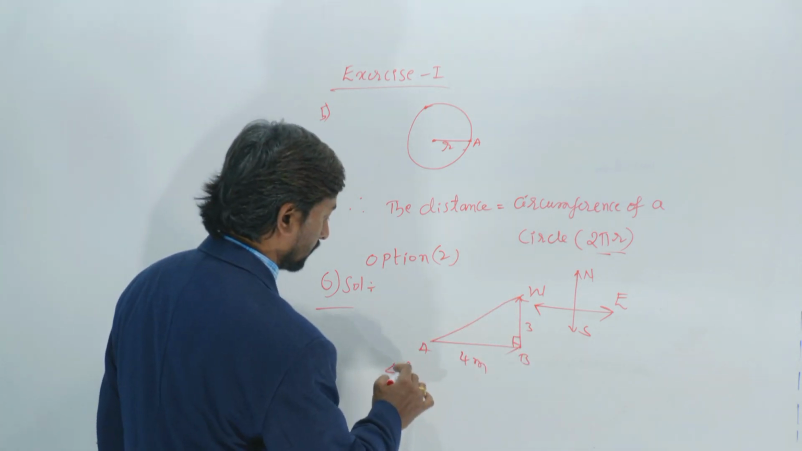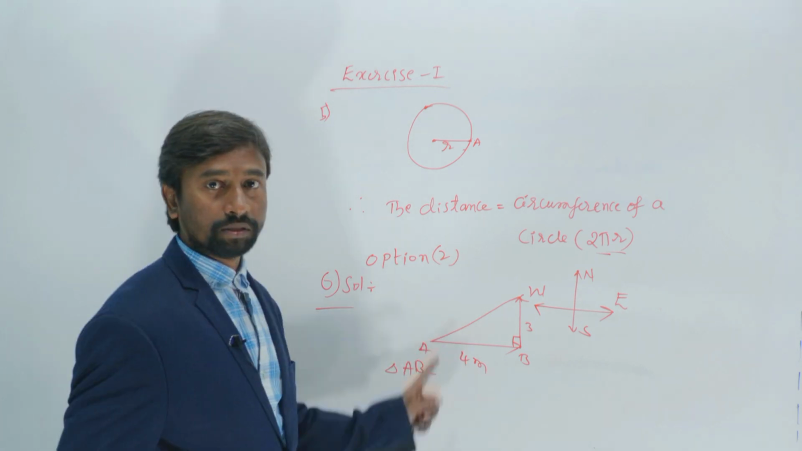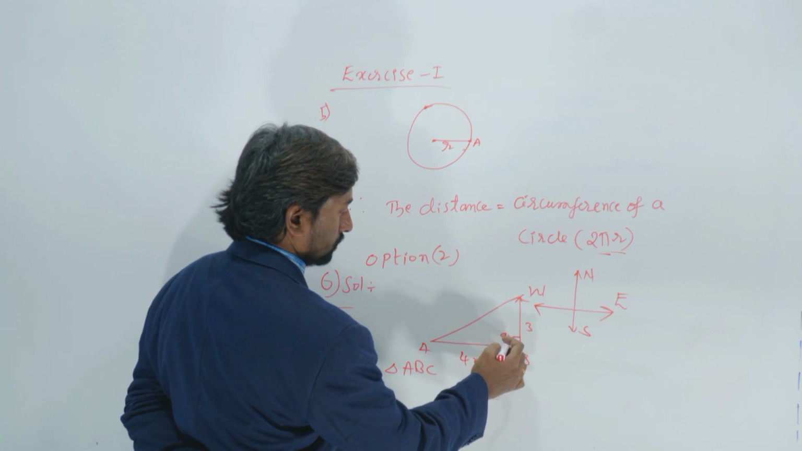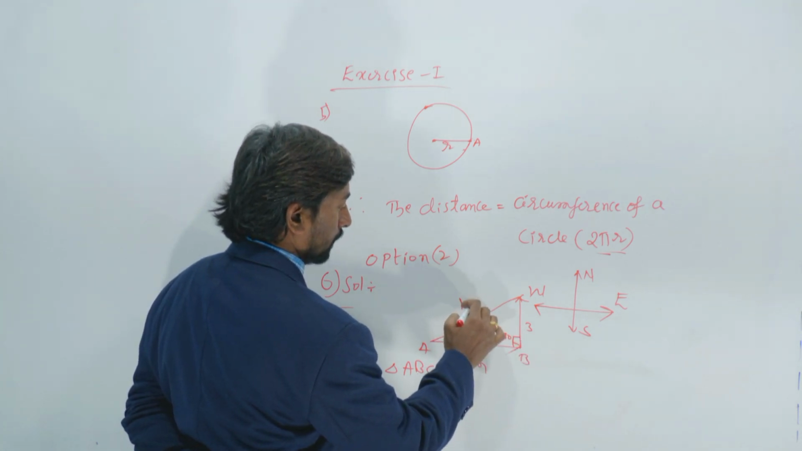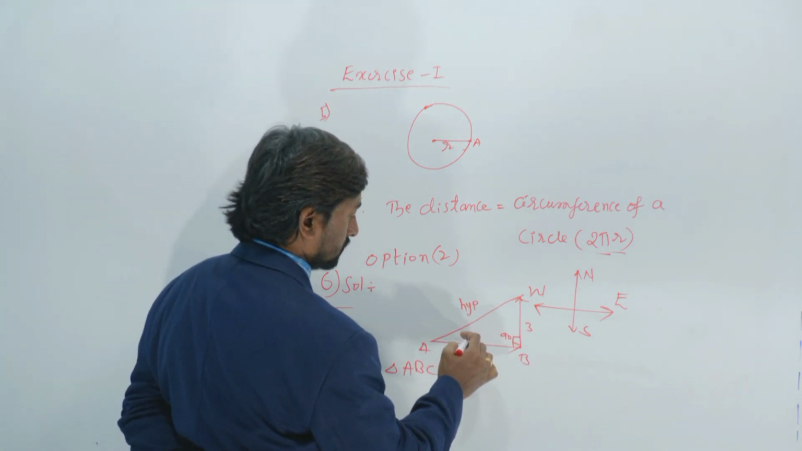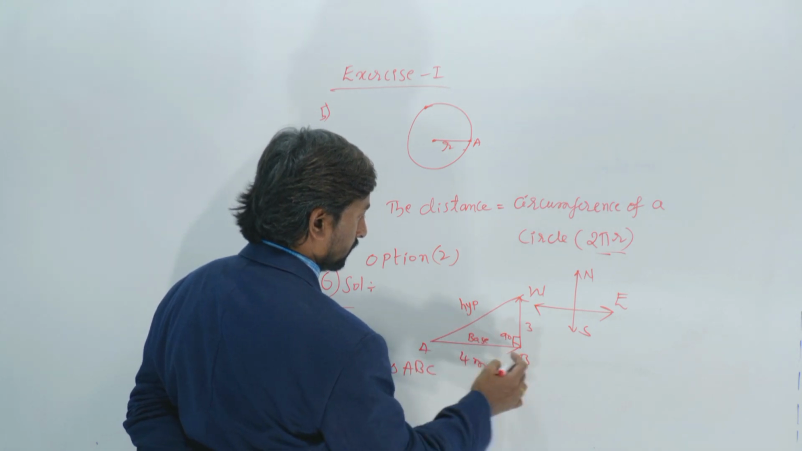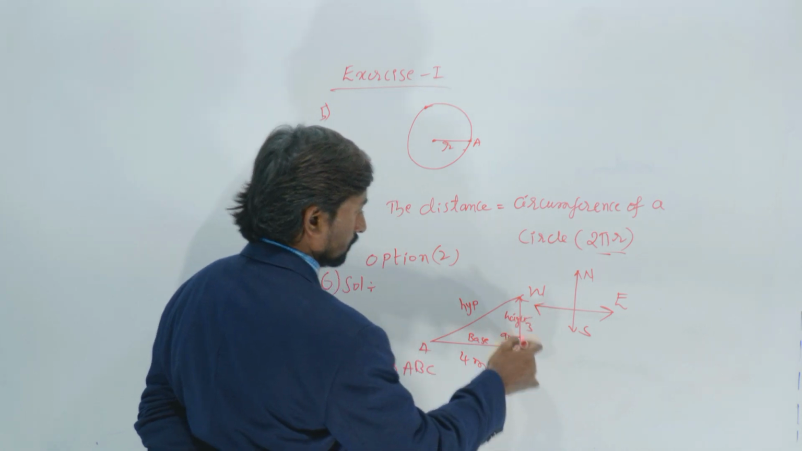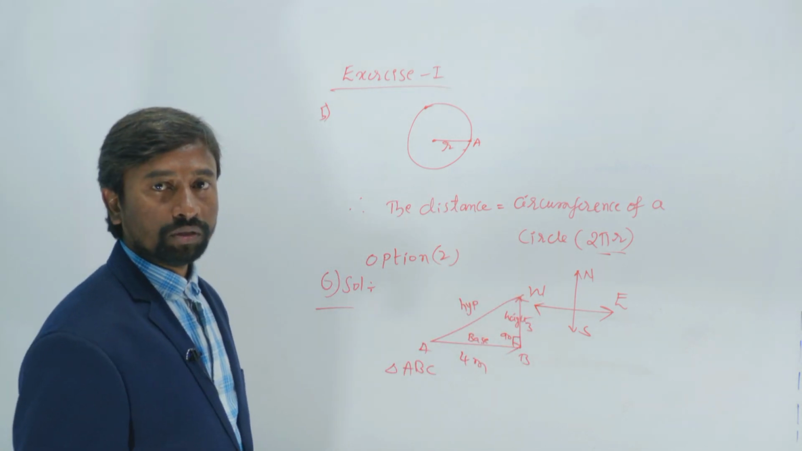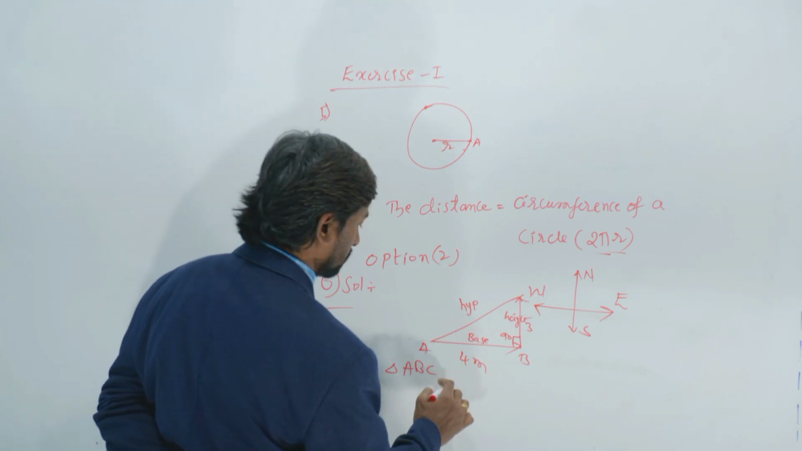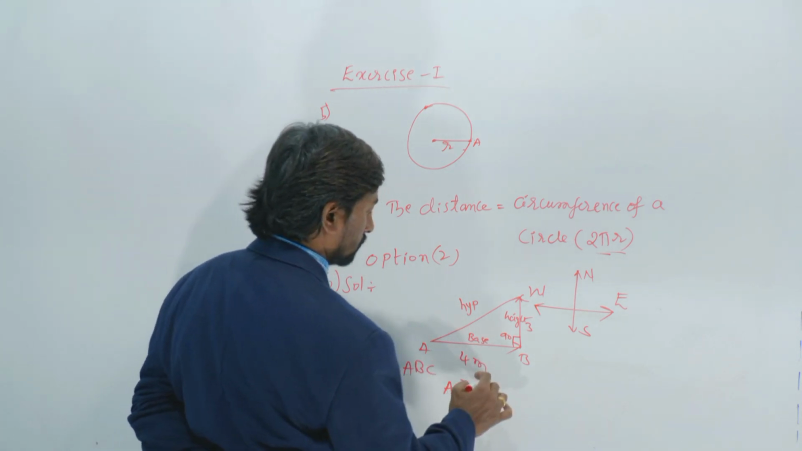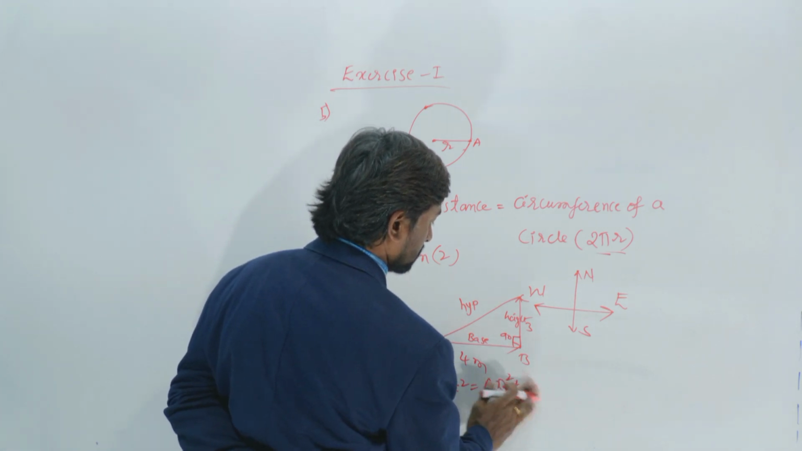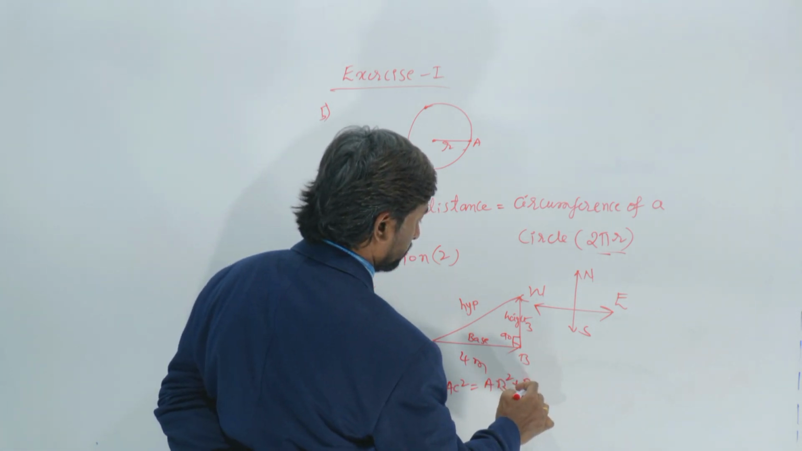From the right angle triangle ABC, we should apply the Pythagoras theorem. This is 90 degrees. Opposite to 90 degrees is the hypotenuse. AB will be the base and BC will be the height. By using the Pythagoras theorem, AC square is equal to AB square plus BC square, base square plus height square.